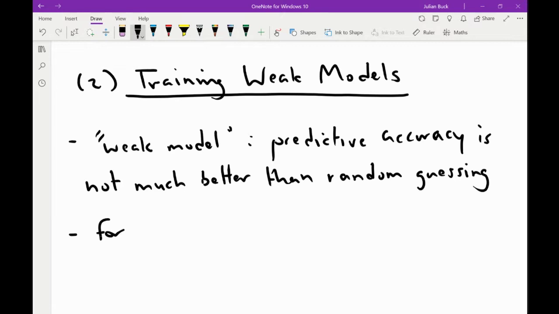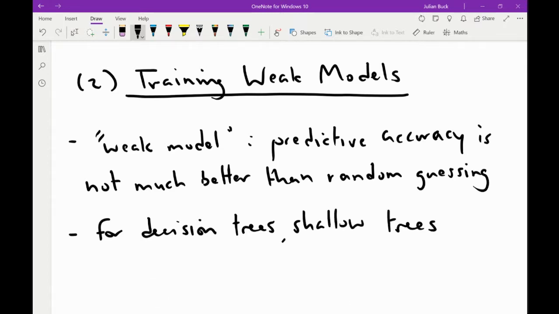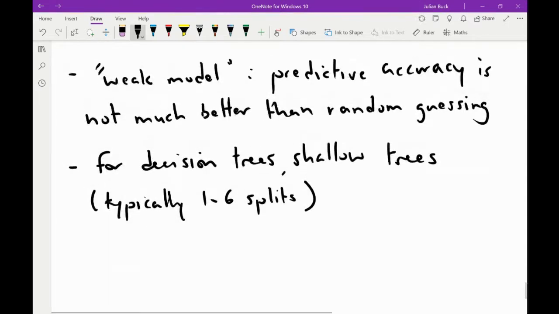Okay. So for decision trees, what do we mean? What's weak in this sense? Shallow trees. We haven't really said what we mean by shallow, but let's just say typically 1 to 6 splits. We'll, for the moment, at least call that shallow. We'll talk a little more about this when it comes to training and tuning, but 1 to 6 splits tend to be weak, in this sense of not giving much better predictive accuracy than guessing.